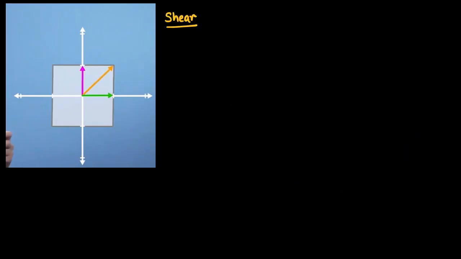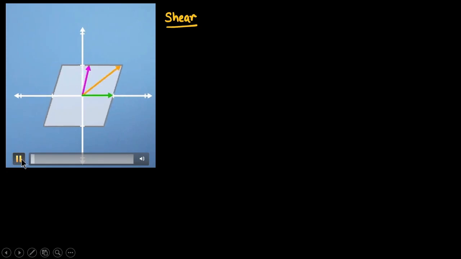Then the other example is shearing. So let's see how shearing happens. Initially it was like this. Okay, we take the same set of vectors, and three samples we have taken: in the x direction, the y direction, and at a 45 degree angle with the x-axis. Okay, and after shearing, what happens?